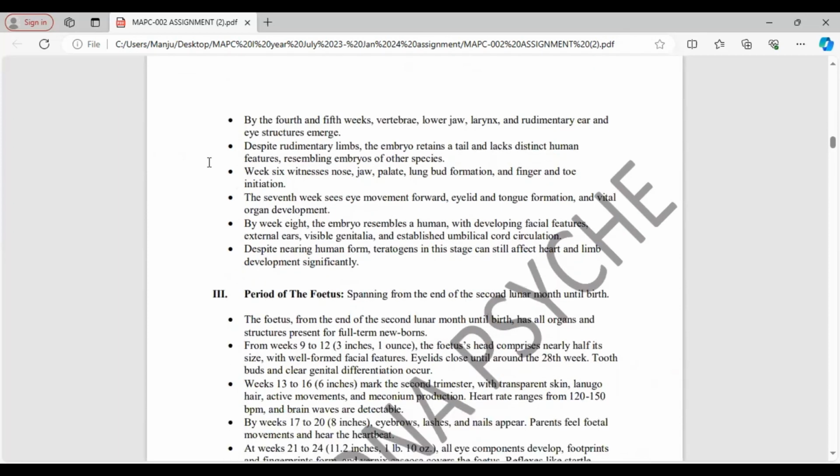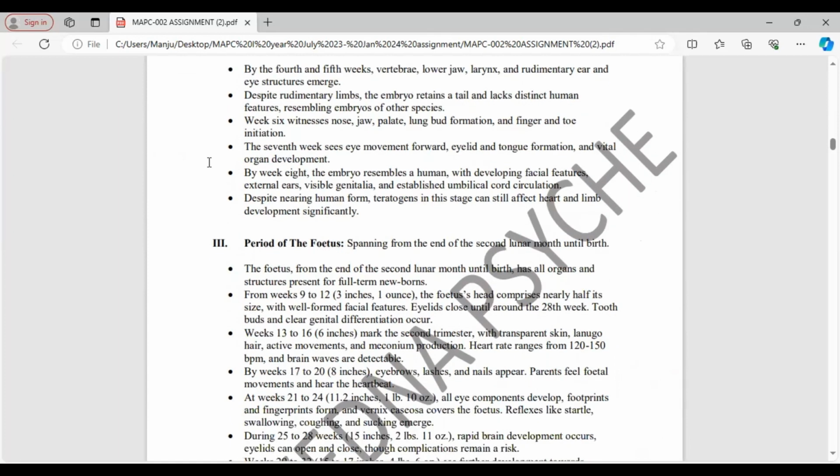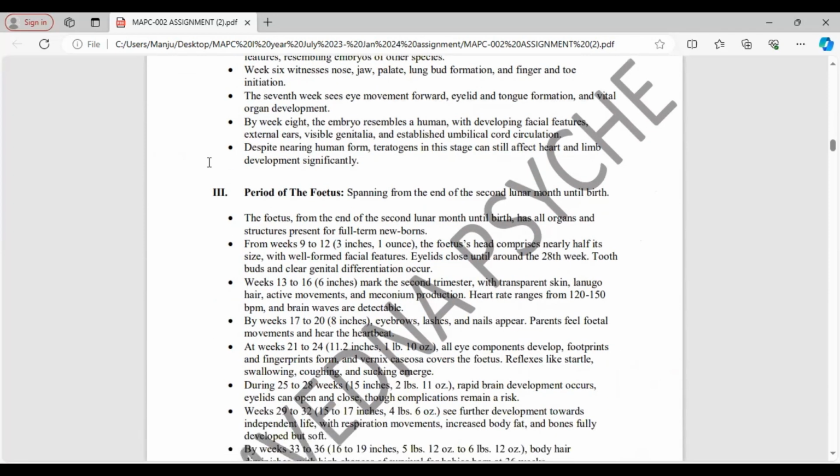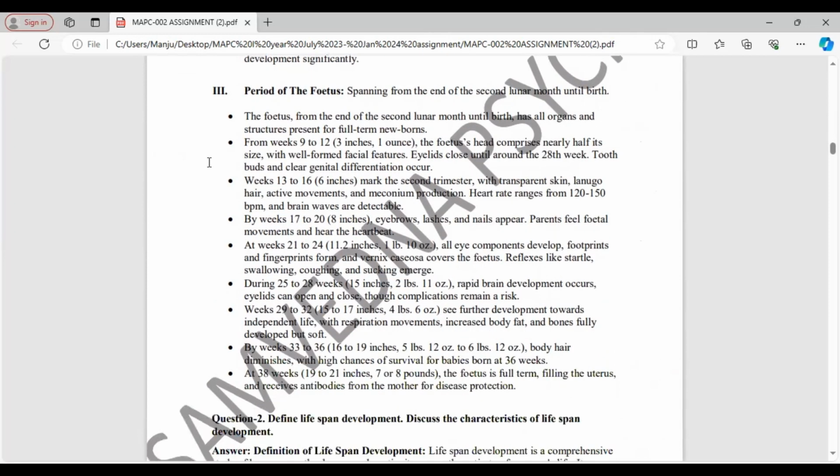Then in week 6, nose, jaw, palate and lung bud are formed, and finger and toe initiation starts. Seventh week, eyes start moving forward, eyelid and tongue are formed, and vital organs are developed. And by week 8, it resembles a human with developing facial features, external ear, visible genitalia, and an established umbilical cord. Then the period of the fetus: it ranges from the end of the second lunar month till the time of birth.